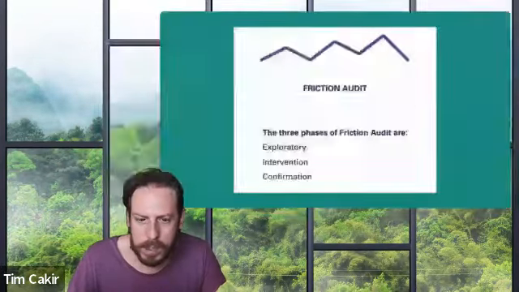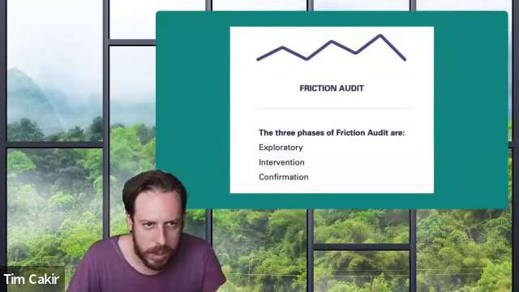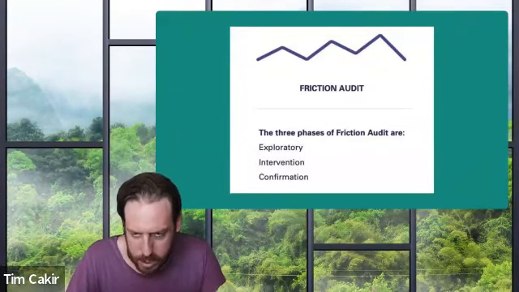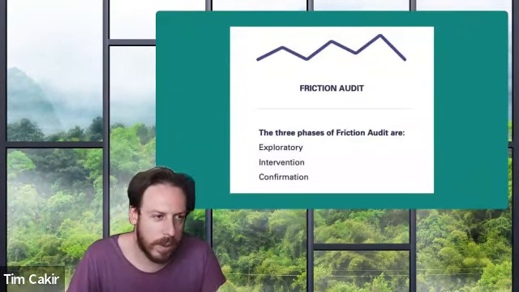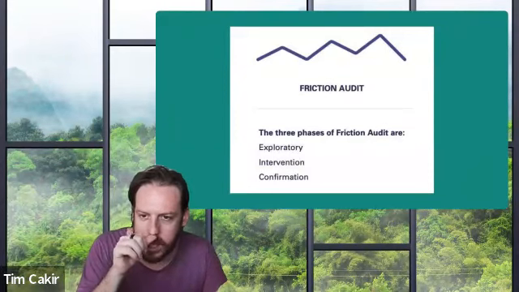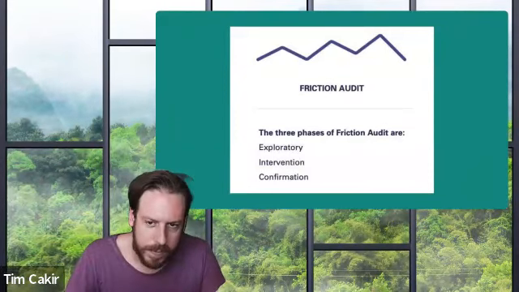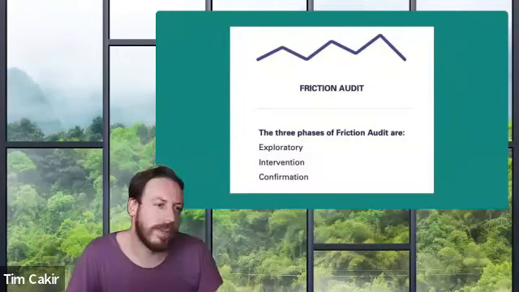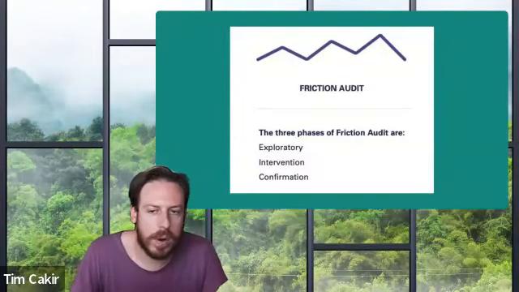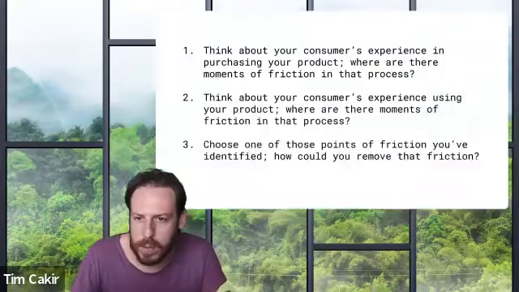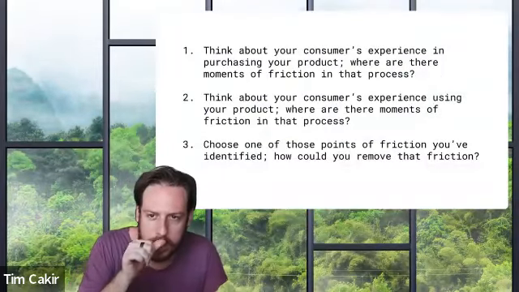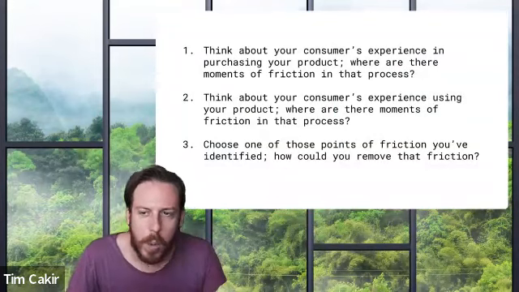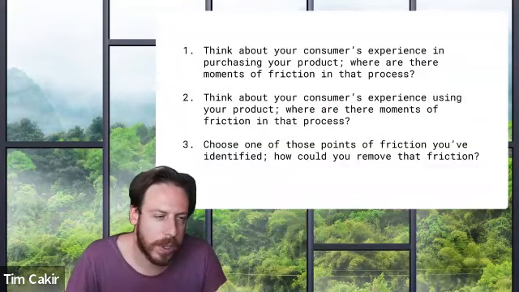So I wanted to bring this, especially because we've spoken with Yazan as well here, the friction audit. Very simple. Okay. It's a 3-phase friction audit: exploratory, intervention, and confirmation. Okay. So what do we do? First, we explore. Do I have the questions? Yeah. Think about your consumer's experience in purchasing your product. Where are there moments of friction in that process?